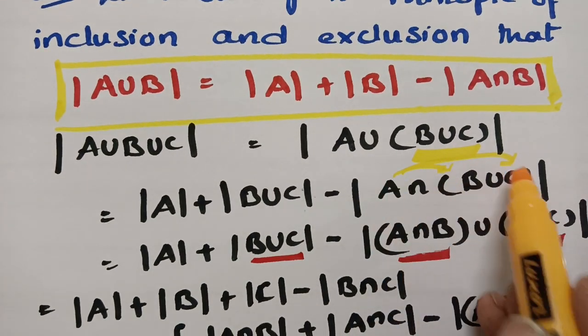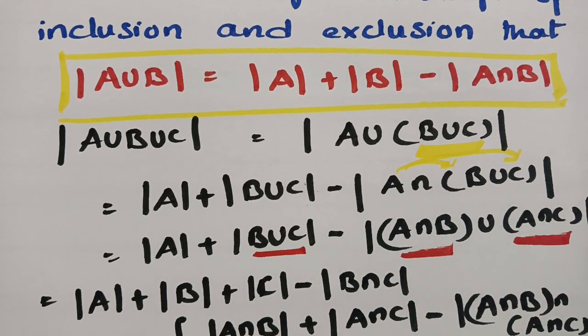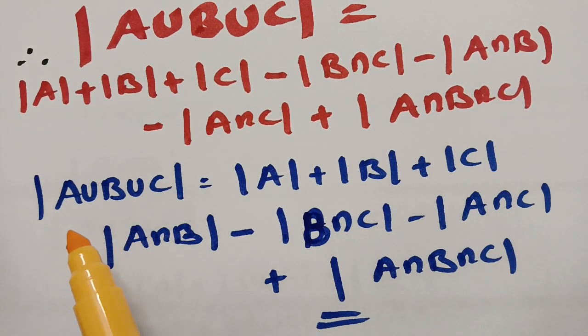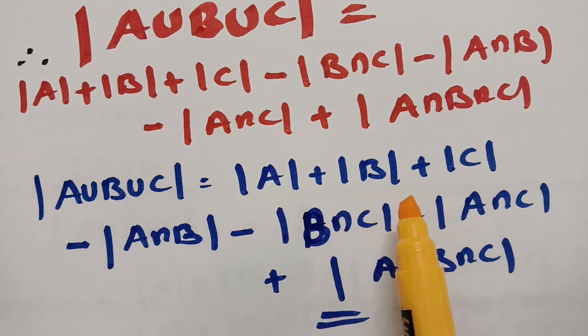And if I apply the distributive law here, and again in the three cases, if I apply the principle of inclusion and exclusion, and then if I expand here, I'll be getting the final result as this one: the number of elements of A union B union C is equal to number of elements of A plus number of elements of B plus number of elements of C minus number of elements of A intersection B minus number of elements of B intersection C minus number of elements of A intersection C plus number of elements of A intersection B intersection C. So this is how we have to solve.